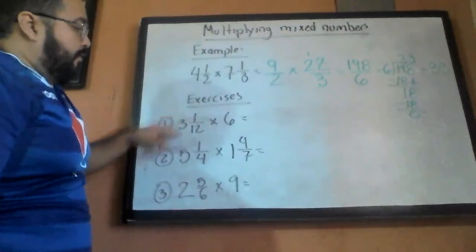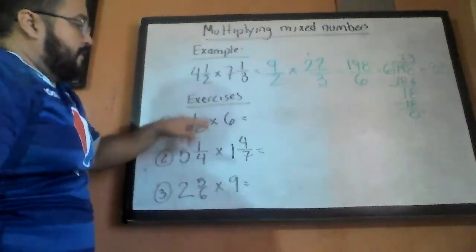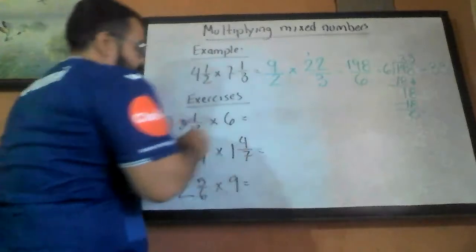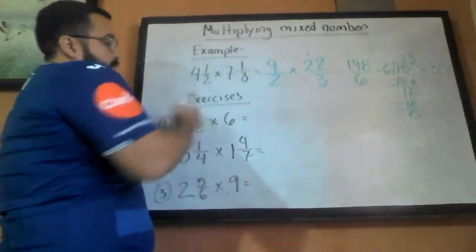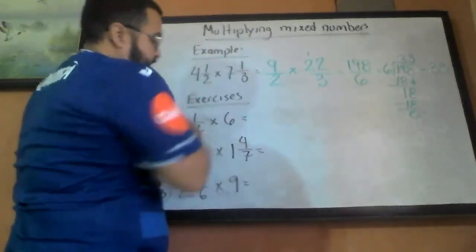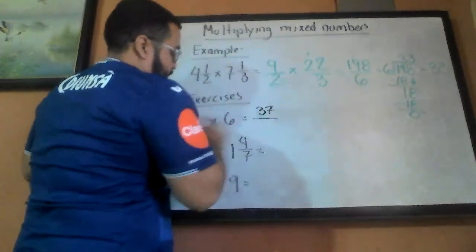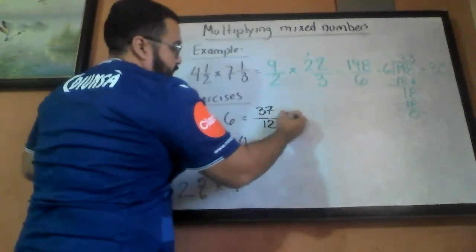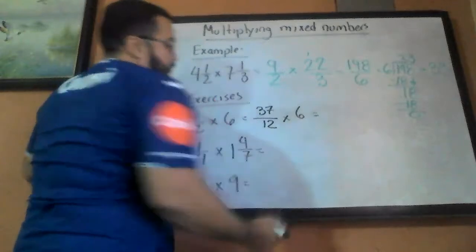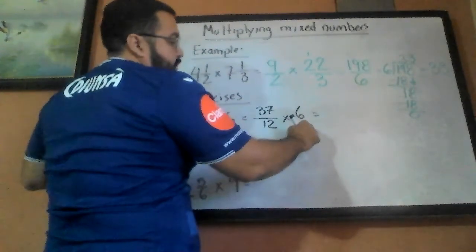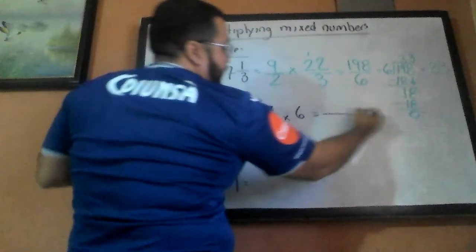3 1/12 times 6. Let's convert this to an improper fraction. 12 times 3 equals 36 plus 1, 37. And copy the 12 times 6. Remember, as we learned in last class, we're going to multiply numerator times the whole number and copy the denominator, like this.